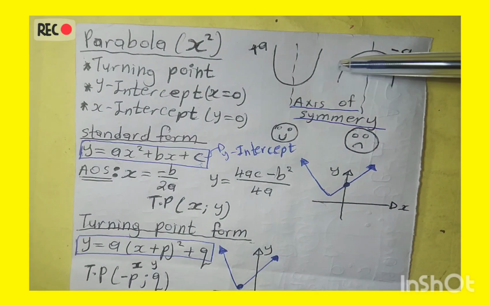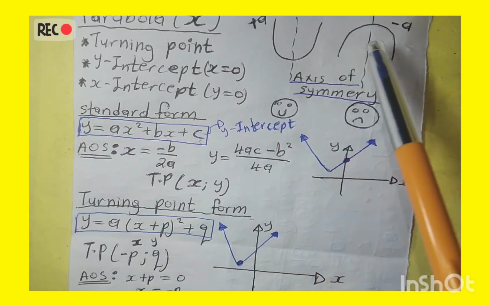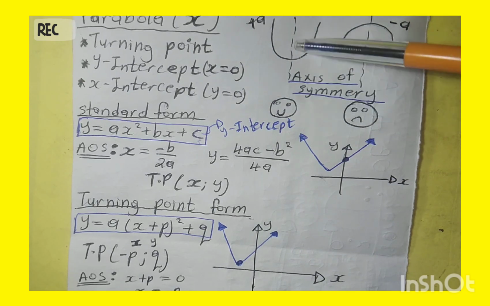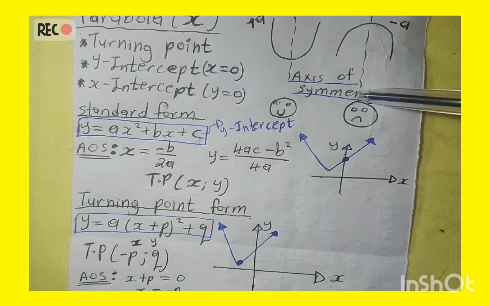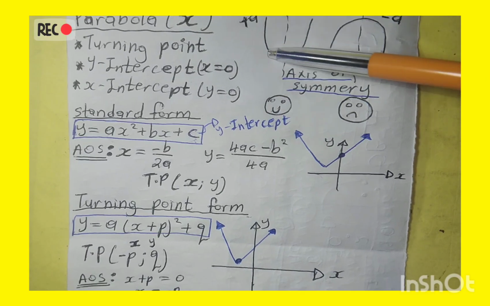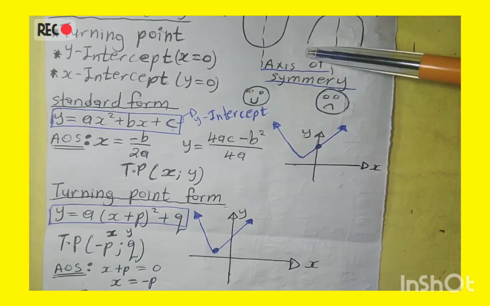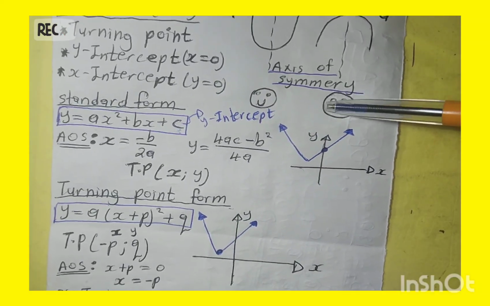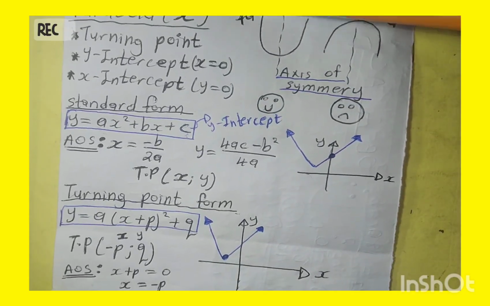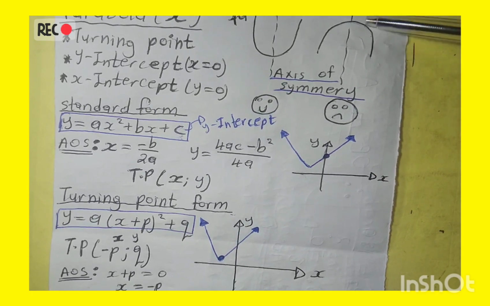And this, guys, is the shape of a parabola. A parabola can be in two shapes. It can be a smiling shape, or it can be a sad face shape. If your graph is like this, then this is what you call a smiling face. But if the graph is like this, it is what you call a sad face. In order for this to be a smiling face, the gradient must be positive. But for it to be a sad face, the gradient must be negative.